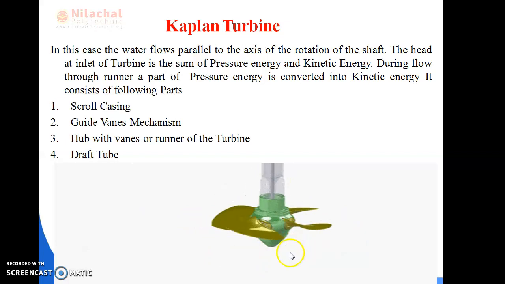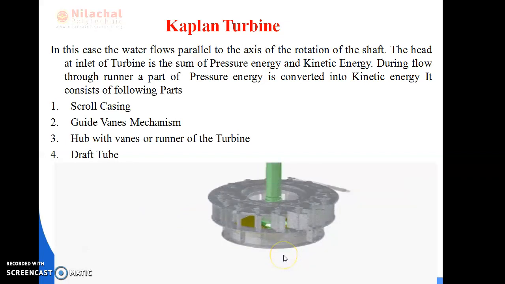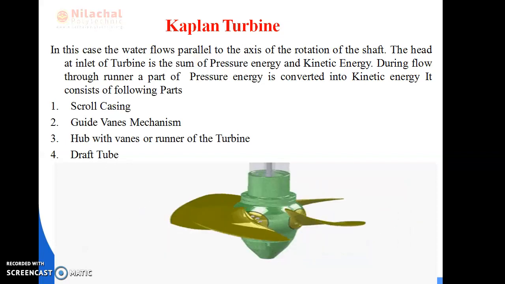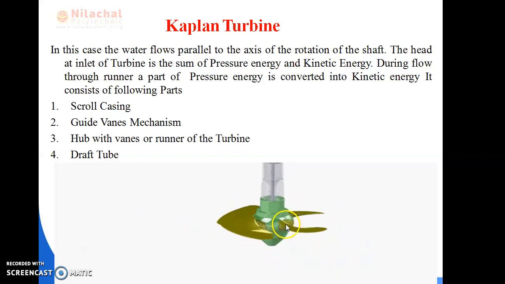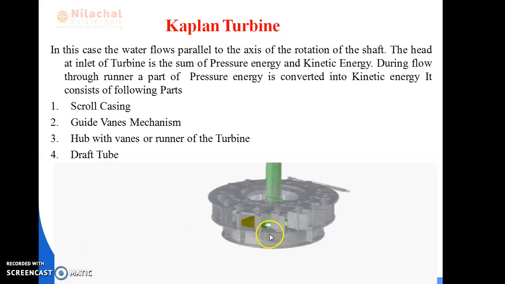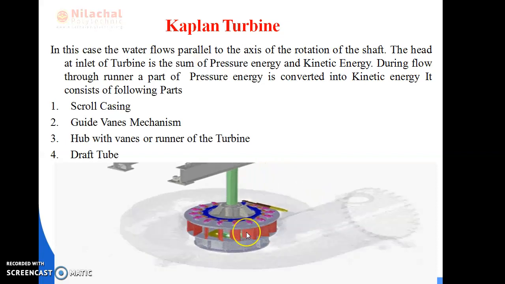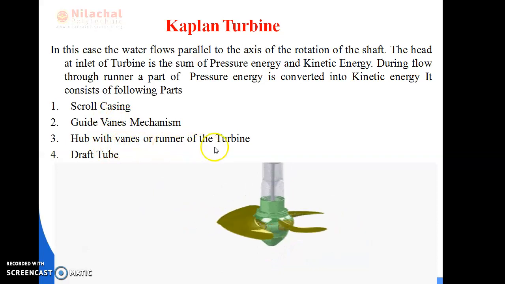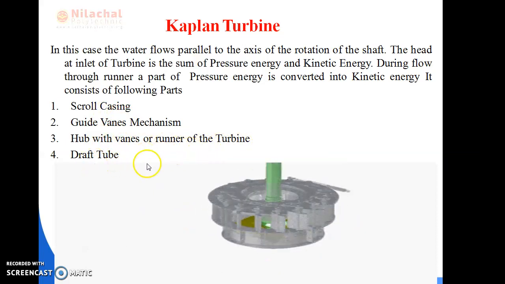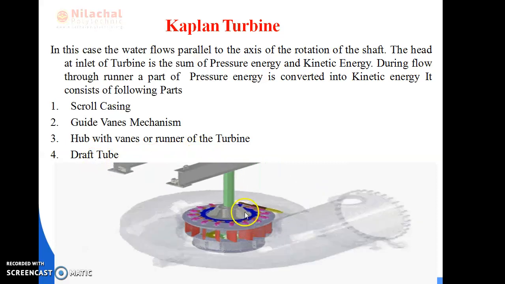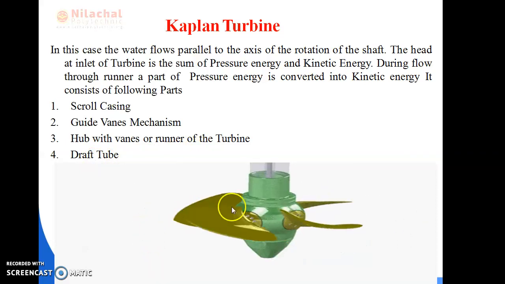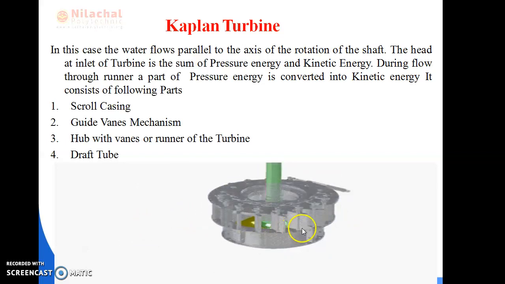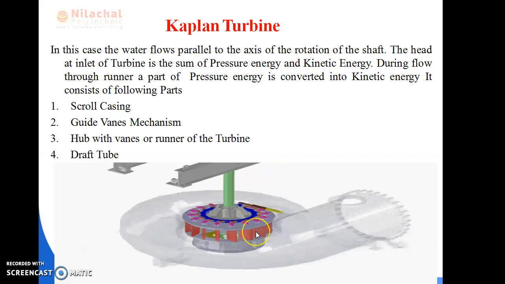This is the animation. In the animation we have seen the constructional features of the Kaplan turbine. It consists of a runner. This is the runner. This is the guide mechanism, scroll casing, hub with runner of turbine, and draft tube. As the animation shows, this is the spiral casing, this is the runner, these are the blades mounted. These red colors are known as the guide vanes.